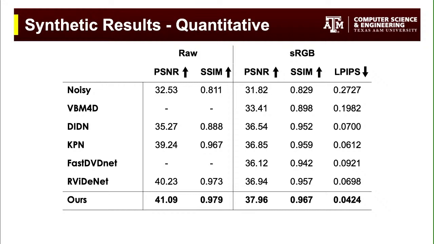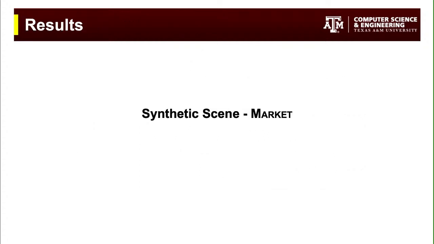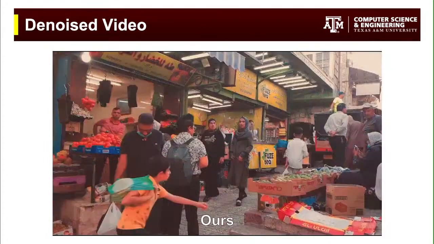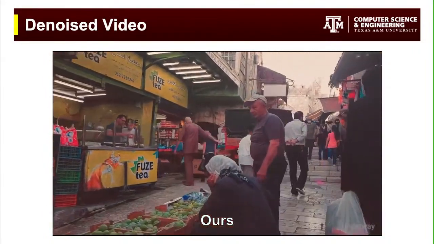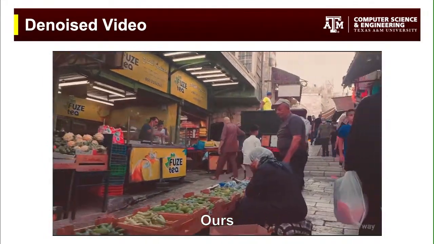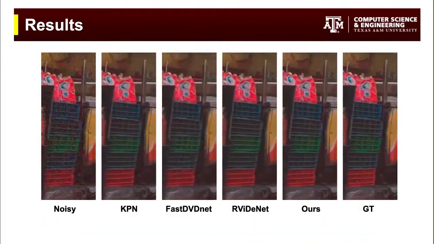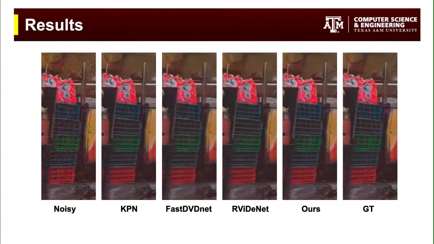As you can see, our approach produces overall high-quality results and is significantly better than other approaches in terms of all metrics. Next, I'm going to show comparisons on one of these synthetic videos. This is the noisy video. Our approach generates good quality results without any obvious flickering artifacts. Compared to other approaches, we produce a temporally coherent video with more details.